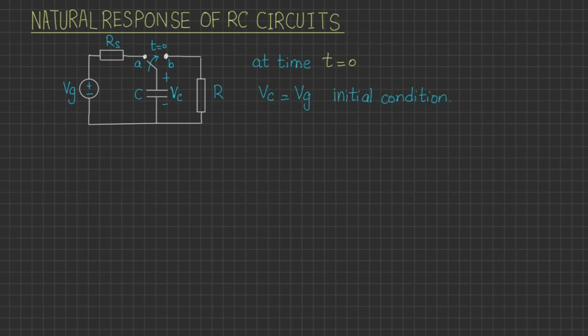Now we will move the switch from position A to position B at time t equal to 0, disconnecting the voltage supply from the capacitor. The new circuit after the switch is moved to position B can be drawn as shown. As there is no independent source left in the circuit, the response will be fully dictated by the capacitor. Therefore, this response can be classified as a natural response.